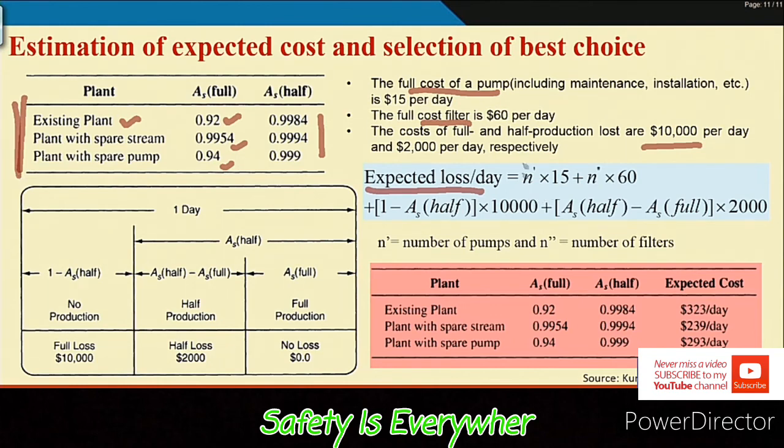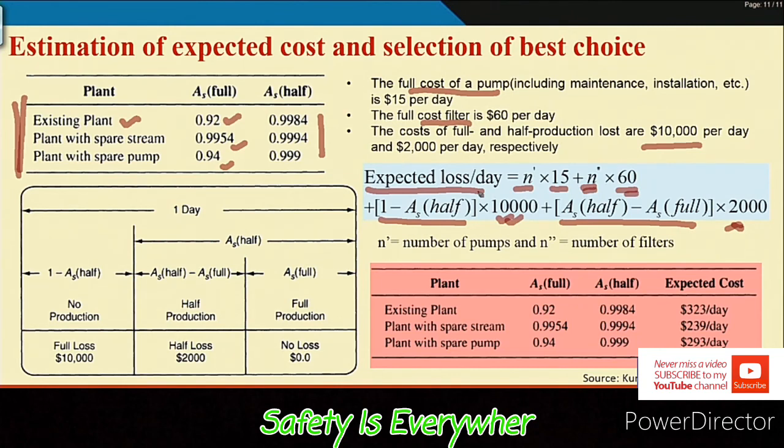So, the formula is: number of pumps into cost of pump, plus number of filters into cost of filter, plus probability of no production into cost of no production, plus probability of half production into cost of half production. With this formula you will be able to find out the expected loss per day.